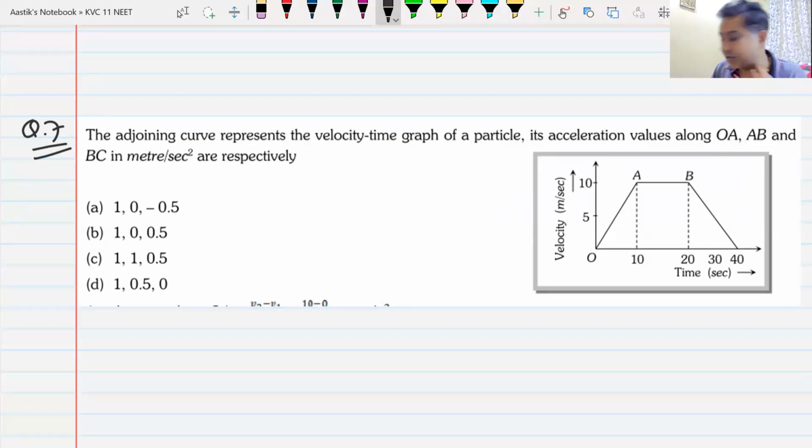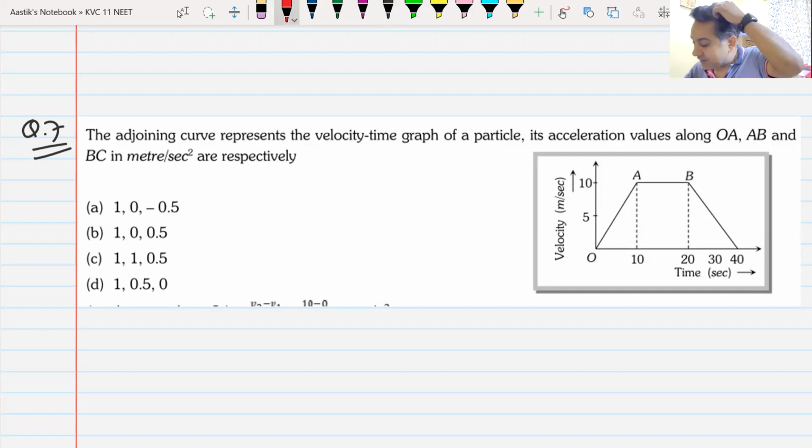So, have you got the answer for this one? Option 1, that is absolutely correct. Option number 1. The first thing that we can see is we can find the slope. This has got positive slope. This has got negative slope and this is 0. Yes or no?